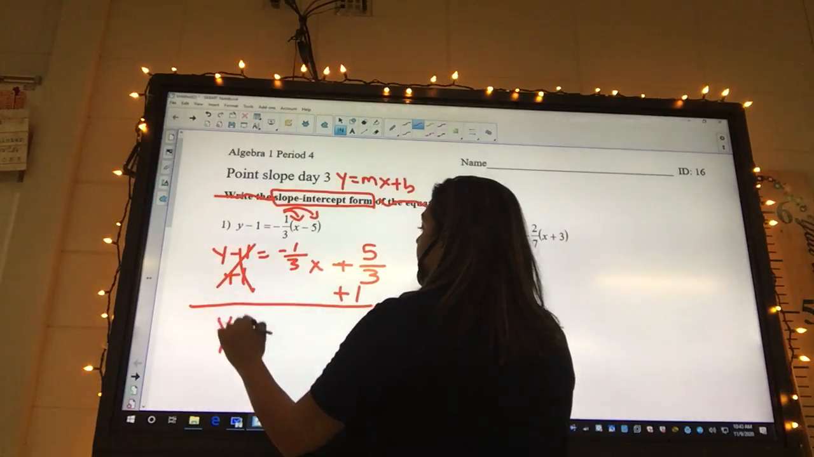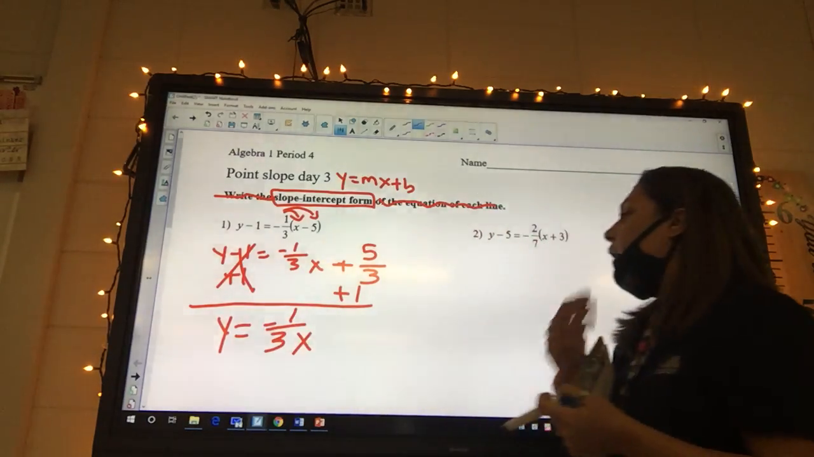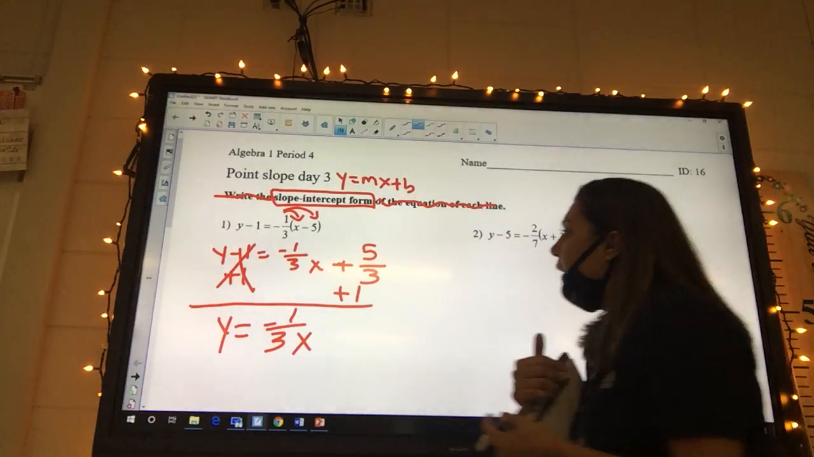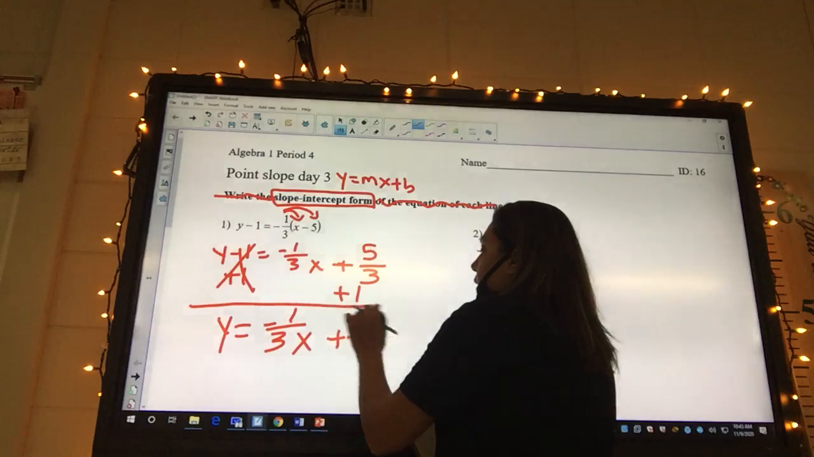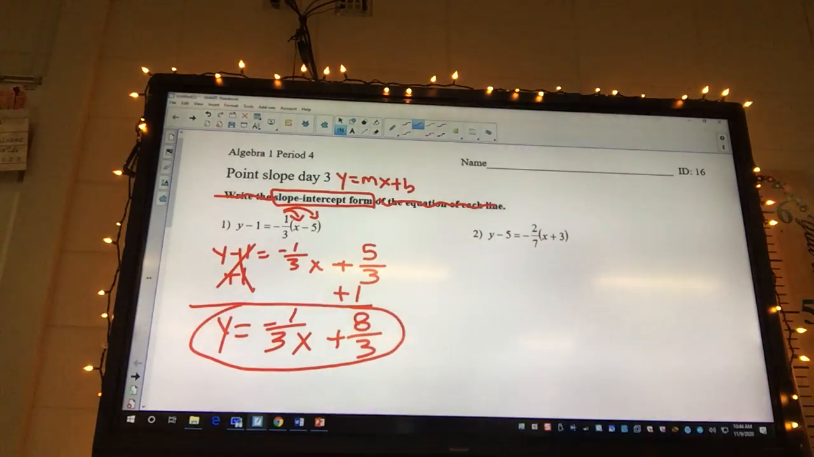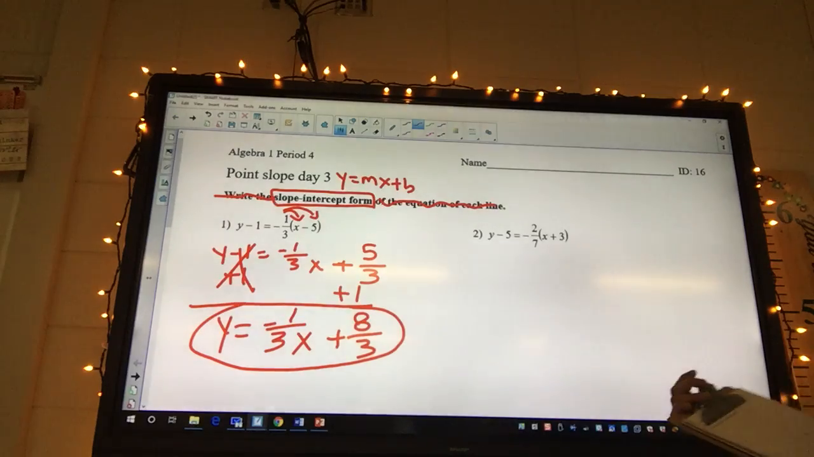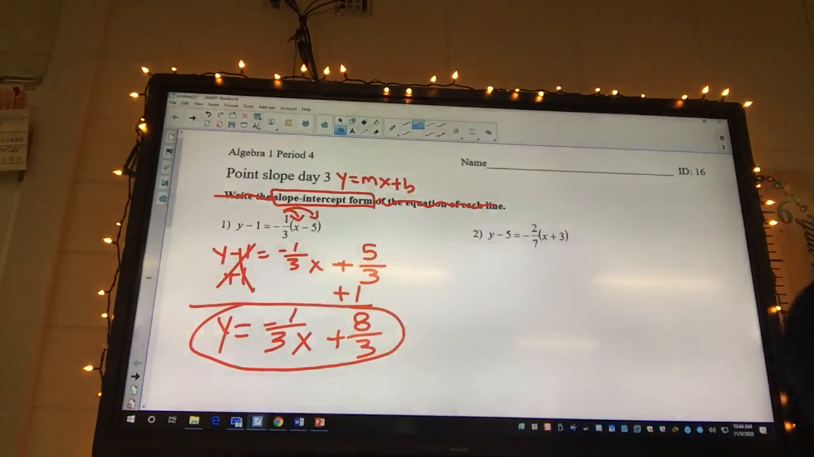So it's going to be y equals negative 1/3 x plus 8/3. I'm going to rely on you guys today to double check my fractions because my fraction game is not good. Okay, so we went from point-slope to slope-intercept.